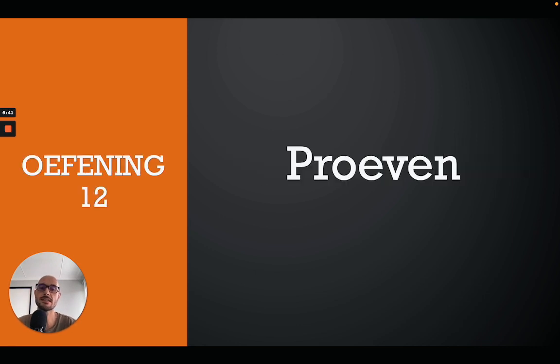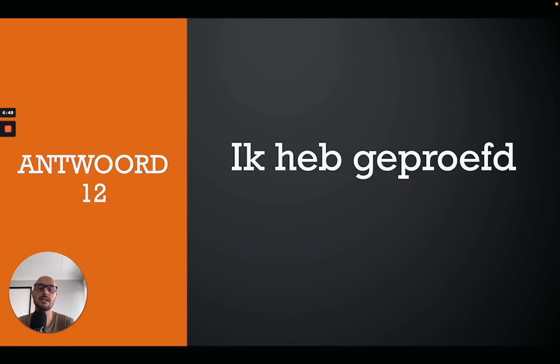We go to exercise 12, oefening 12, proeven. Proeven is to taste. So how would you say I have tasted? Let's check it out. And that would be ik heb geproefd. Now this one is not really that irregular. However, the only thing which changes is that V of the base of the verb is becoming an F.